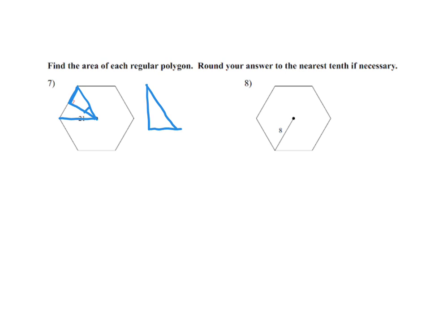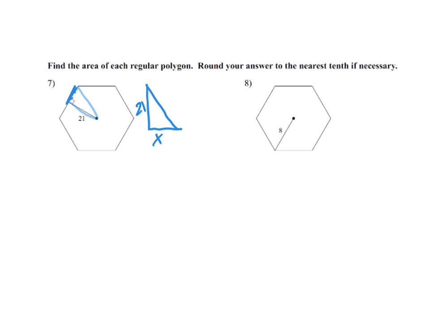What was the apothem? The apothem was 21. So it's this triangle here I'm drawing. Okay, apothem is 21. I need to know the perimeter, so that's going to be this side here that I want, so I'll find an X on that. Oh, I started off with a tough one, didn't I?